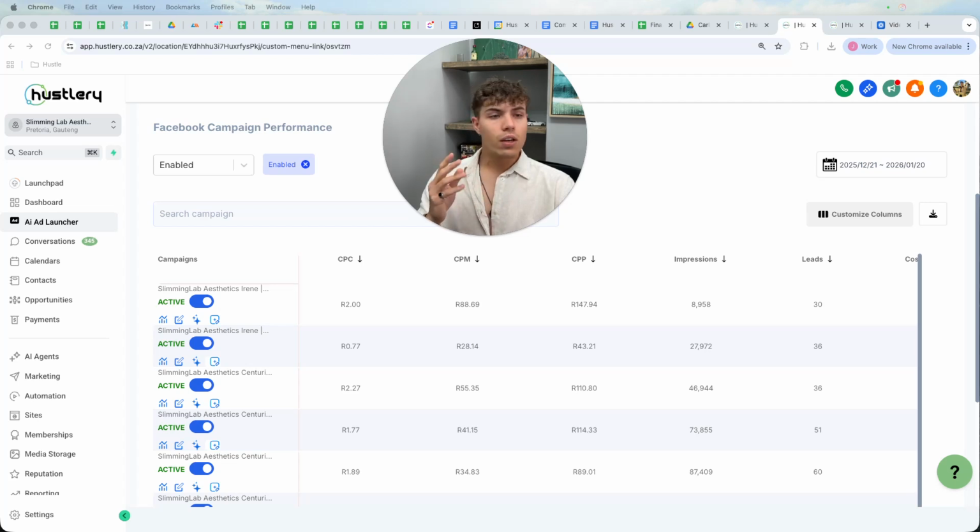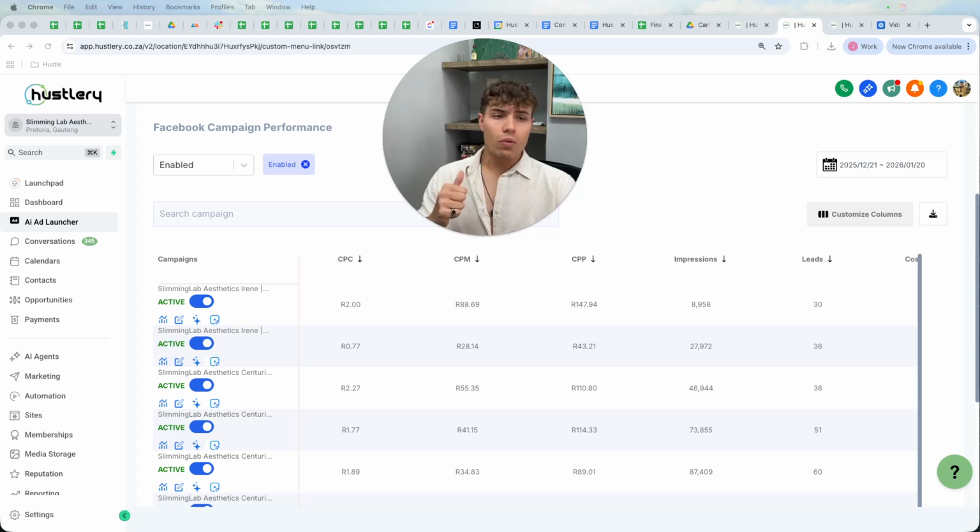You can also increase or decrease your budget. So if an ad's not performing well, try decreasing the budget a little bit. Sometimes that makes a difference to the performance. If an ad is performing well, you can also increase the budget to get better results.